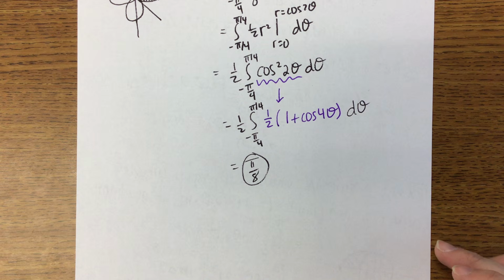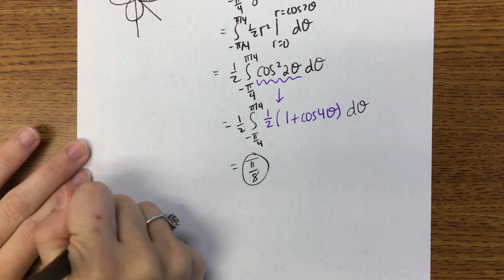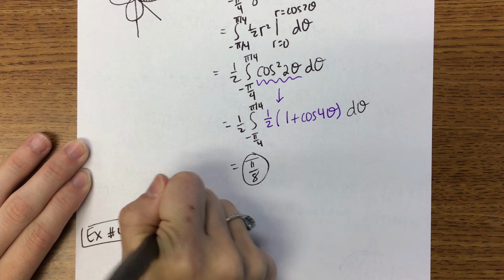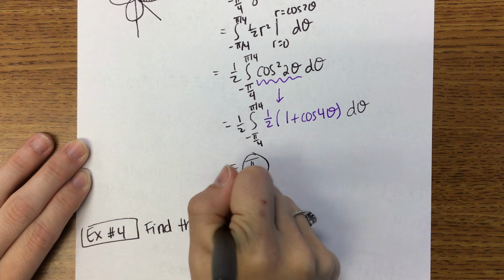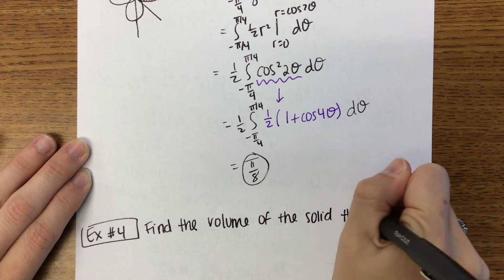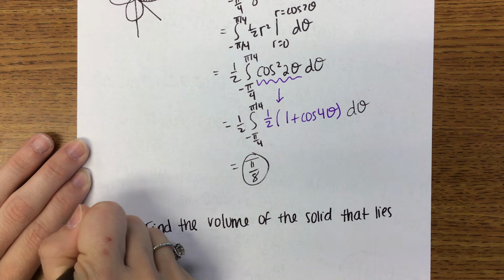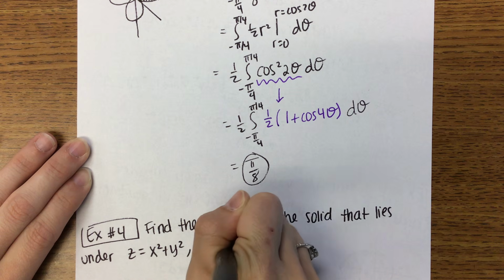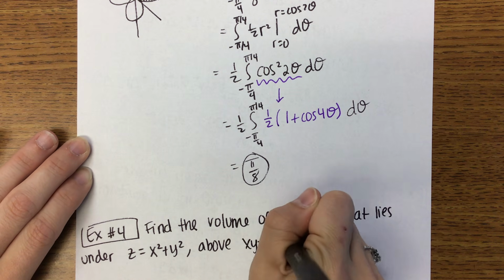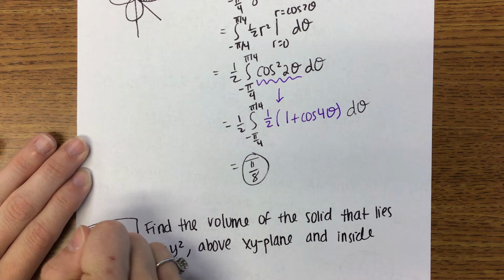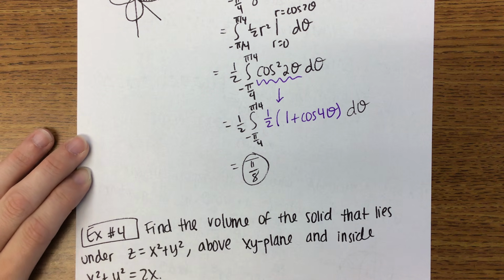Okay. Are we ready for one more? Great. Last example. We are going to find the volume of the solid that lies under z equals x squared plus y squared, above the xy plane, and inside x squared plus y squared equals 2x.